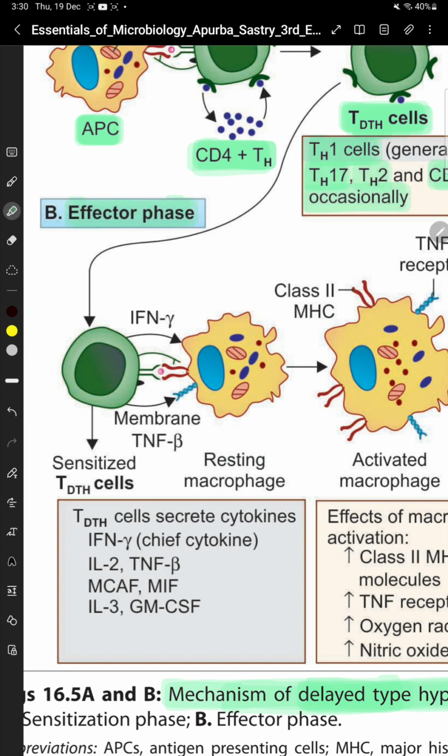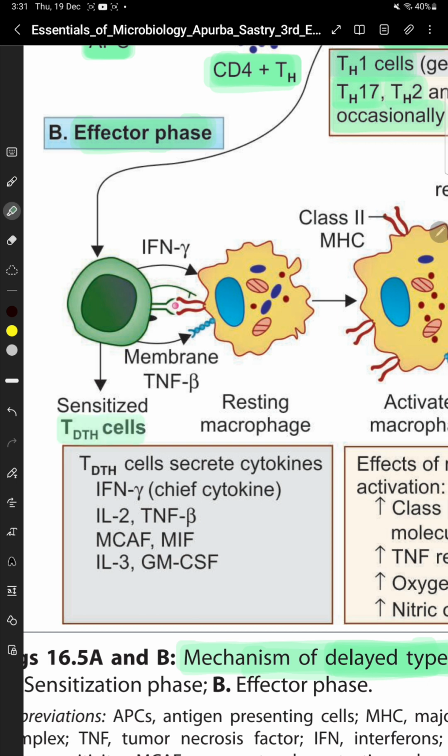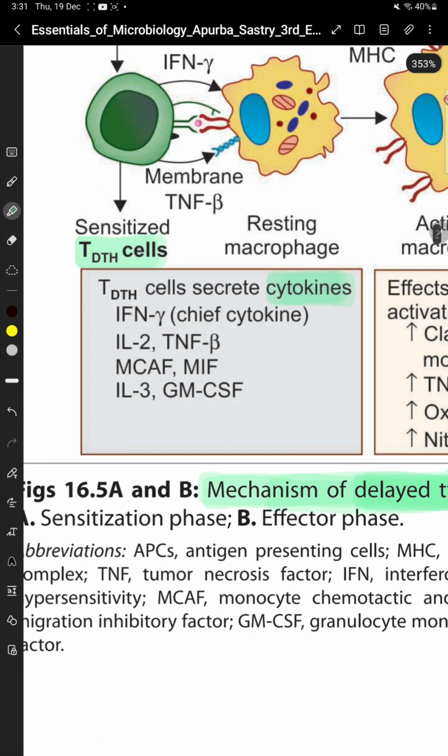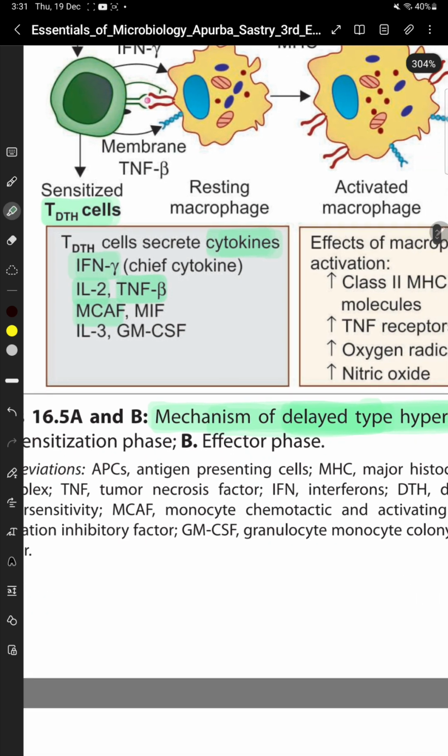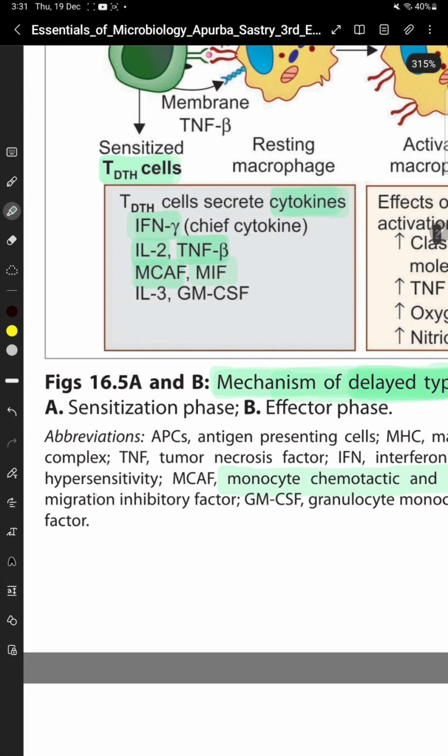Then the second phase is the effector phase. In this phase, the differentiated T DTH cells, when they come in contact with antigen, will secrete certain cytokines. The T DTH cells will secrete cytokines like interferon gamma, interleukin 2, tissue necrosis factor beta, MCAF, that is monocyte chemotactin and activating factor, MIF, that is migration inhibitory factor, interleukin 3, and GM-CSF, that is granulocyte colony stimulating factor.